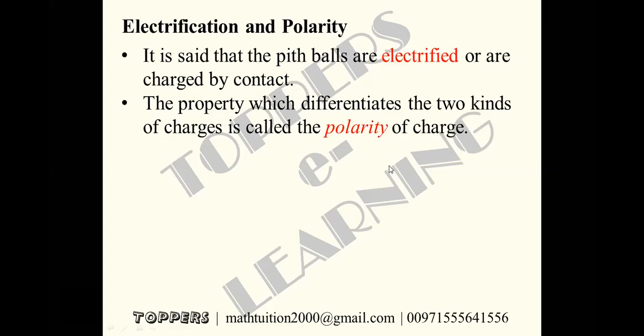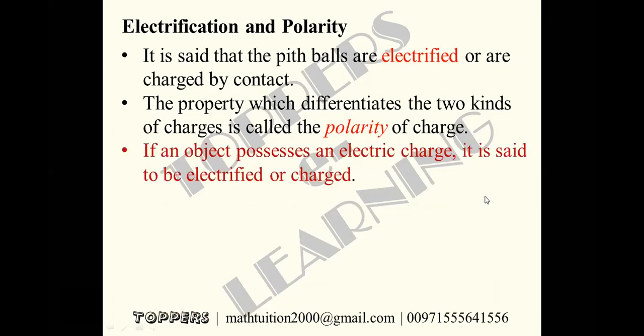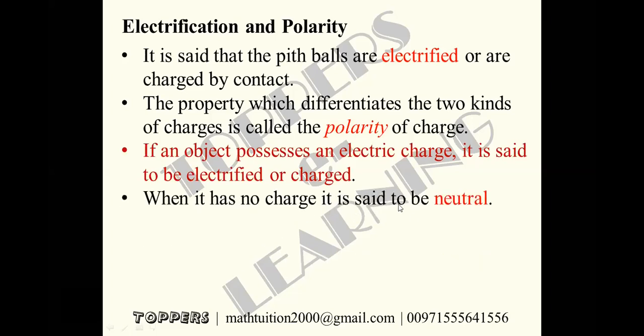Whenever we say polarity, it means we are talking about the charge, positive charge and negative charge. In chemistry, we say it is a polar compound. It means it has positive and negative charges. So if an object possesses an electric charge, it is said to be electrified or charged. Positive charge or negative charge, whatever it is, we can say it is electrified or charged. When it has no charge, it is said to be neutral. No charge.